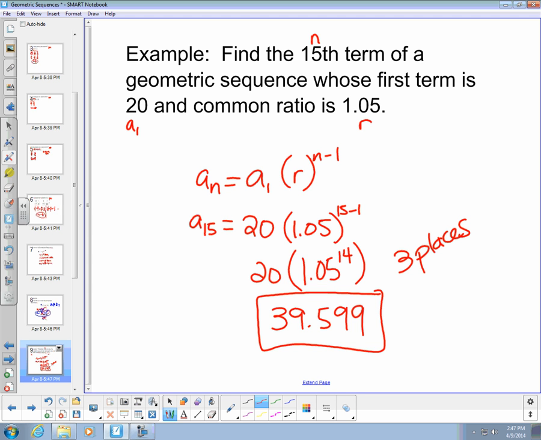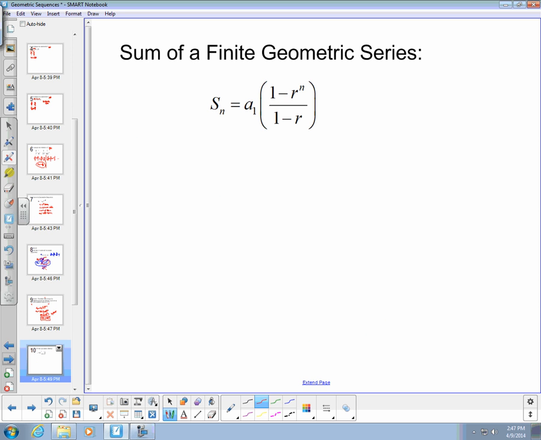Okay, so that's how you find a particular term, or you find a formula for a geometric sequence. Now let's talk about a series, the sum of a finite geometric series. Finite simply means that we have a specific number of terms. So we're going to add up the first 15 terms or the first 25 terms. It's not an infinite series where we're trying to add up all of the terms in the sequence.